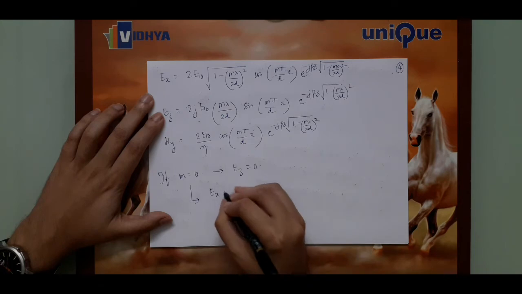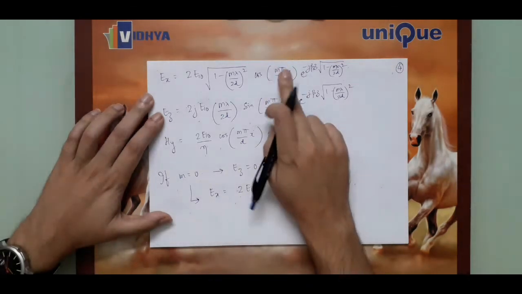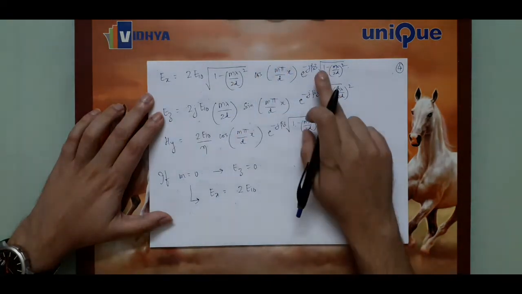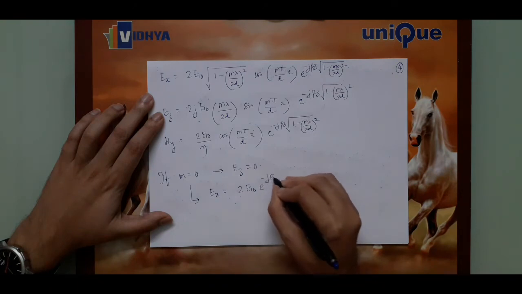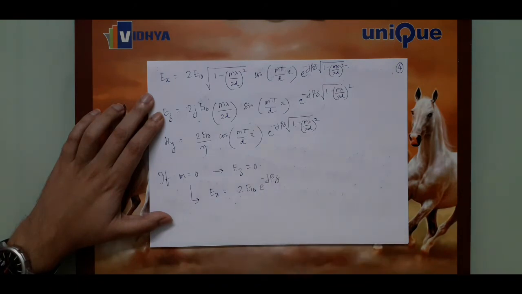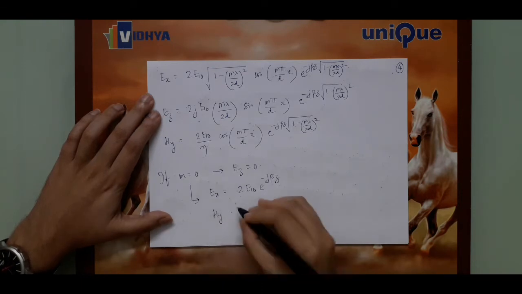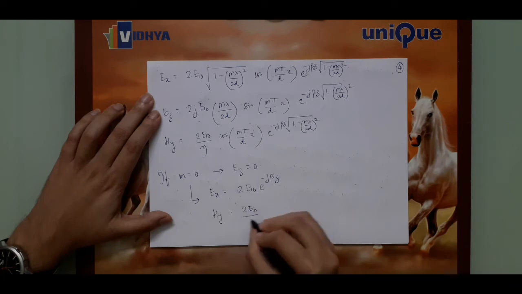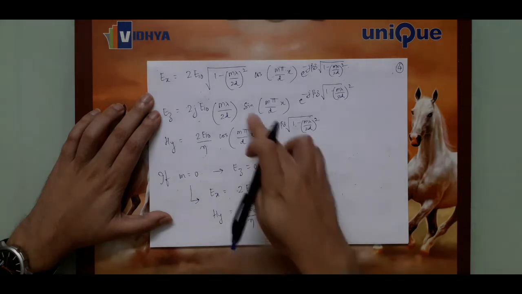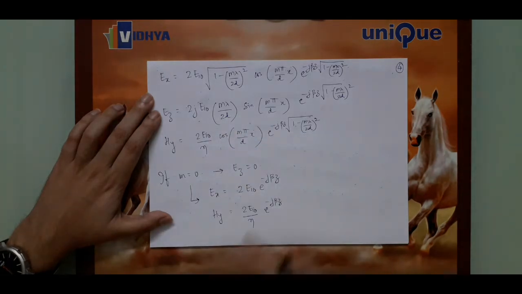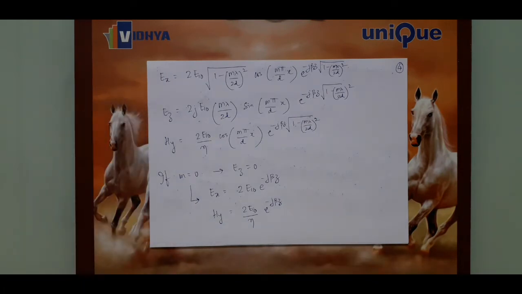So Ex will be 2Ei0, this will become a 1, this will stay as 1, and we will get this times e raised to minus j beta z. And Hy will also not be 0. This will be 2Ei0 by eta times e raised to minus j beta z, as this term will become 1, and so will this root term. Now we notice something very interesting.